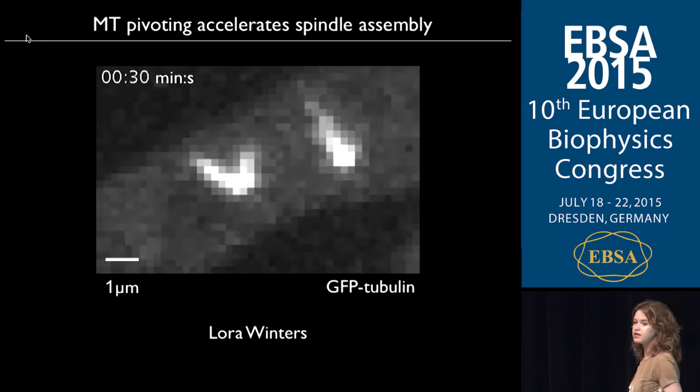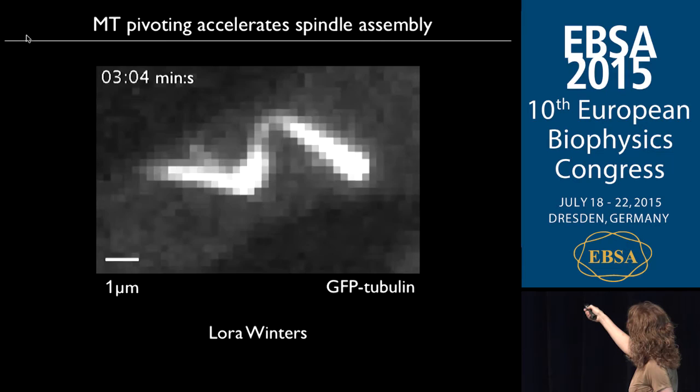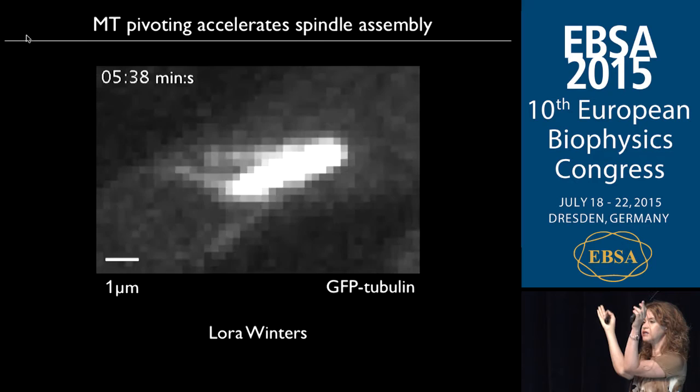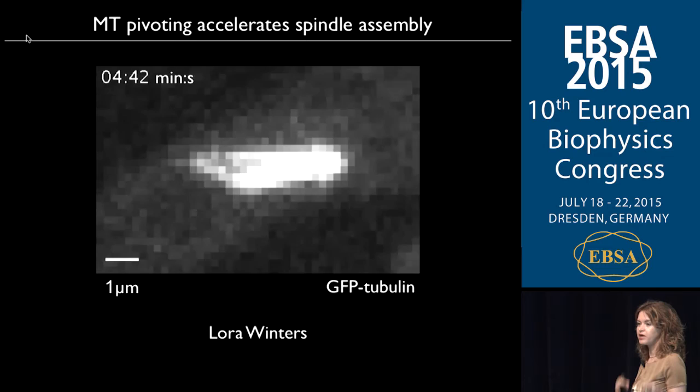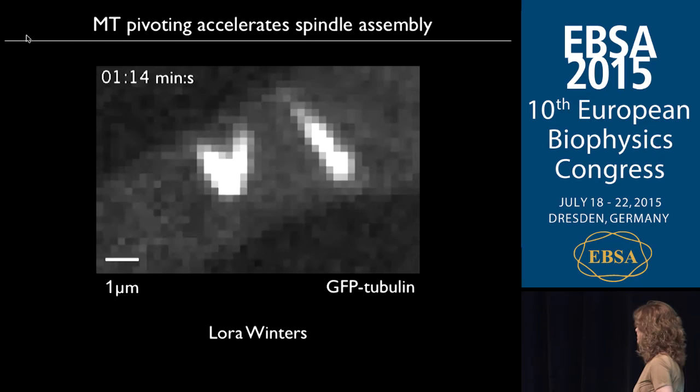In the meantime, parallel microtubules also form, because from the spindle pole you can see several microtubules growing in a parallel direction, and eventually they form parallel bundles. So the angular motion of the microtubules, or the pivoting, is important for the formation of parallel bundles and for the formation of antiparallel bundles, which is altogether important for spindle assembly.